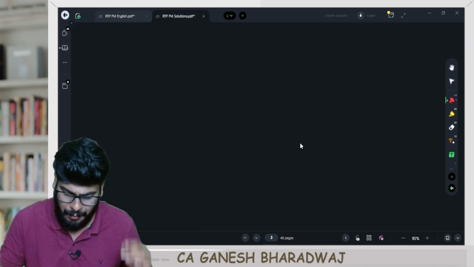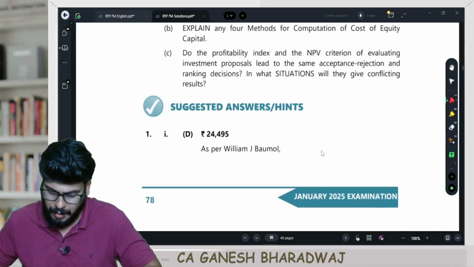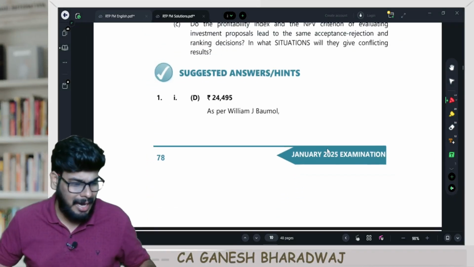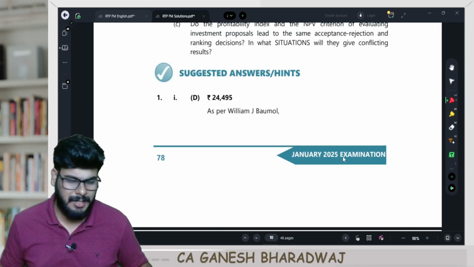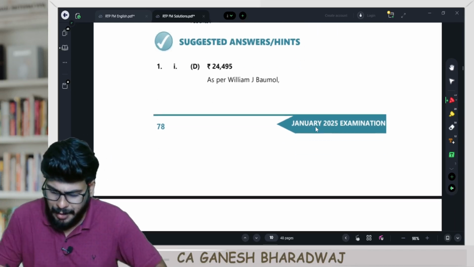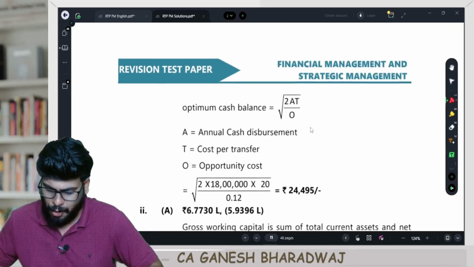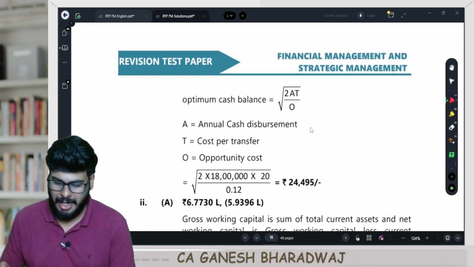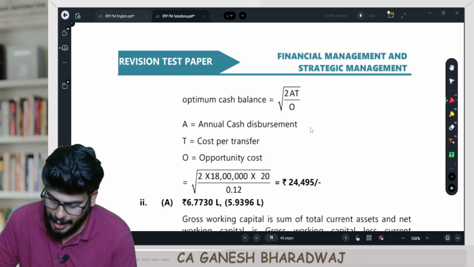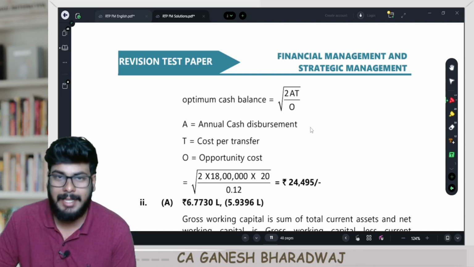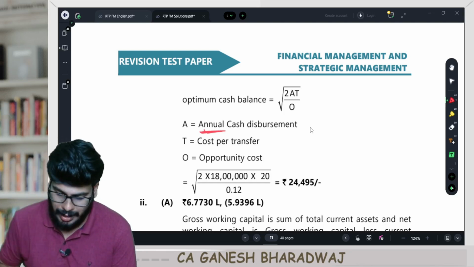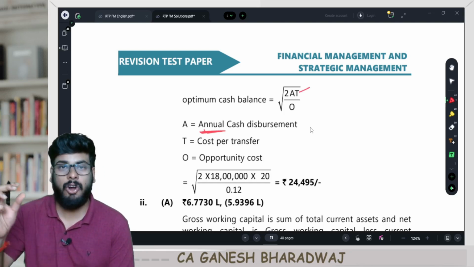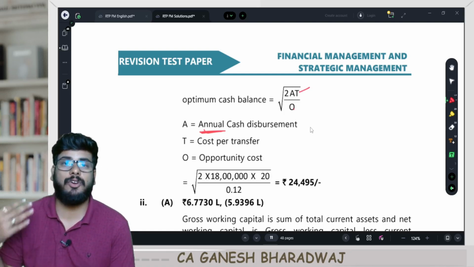Now guys, the first part of the question, they've asked us to calculate the optimum cash balance. It's very simple. As per William J. Baumol's model, we have this formula for calculating the optimum cash balance. It is root of 2AT divided by O. A stands for the total annual cash disbursement, right? Not monthly, annual cash disbursement. T stands for cost per transfer and O stands for opportunity cost.